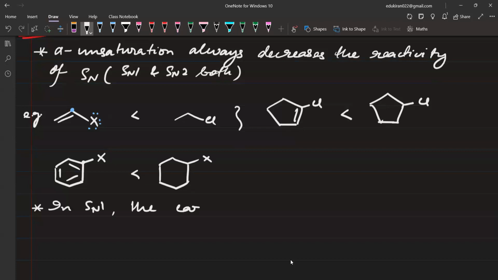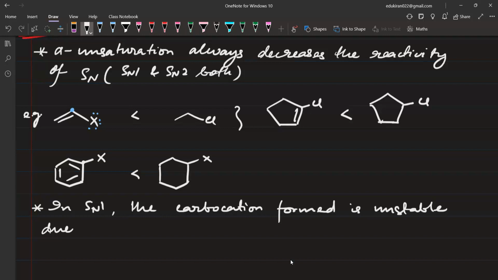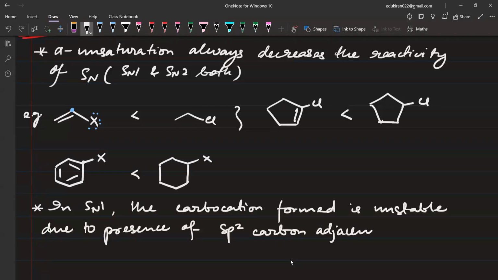the carbocation formed is unstable due to presence of sp2 carbon adjacent to carbocation.